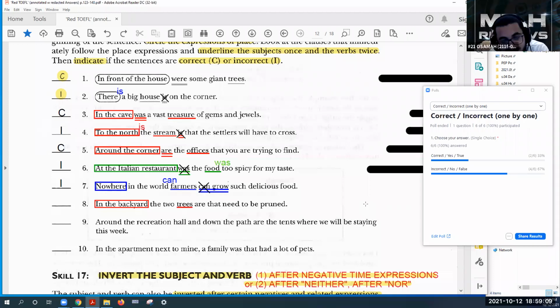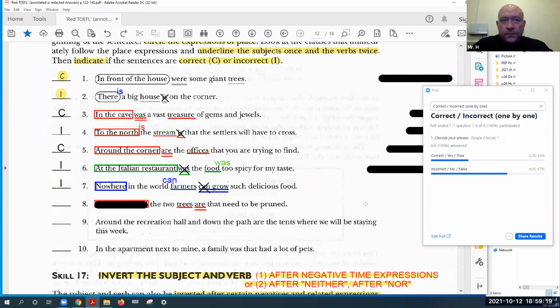Keep going. And are is the verb. Okay, are is a verb. Okay. And I think we don't need that. No, let me cover it up and read it now. The 2 trees are that need to be pruned. Is this idea complete? It's not correct. Yeah, this idea is not complete, right? Yes. So the idea is not complete.